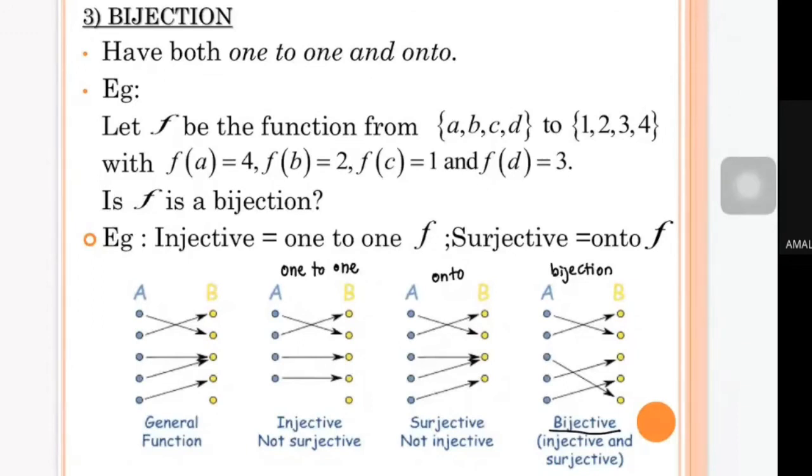So what is the difference between one-to-one and bijection? You can see here, in one-to-one, there is one element in your codomain that is not being mapped from the domain. And in onto, everything here is the endpoint of some arrow.